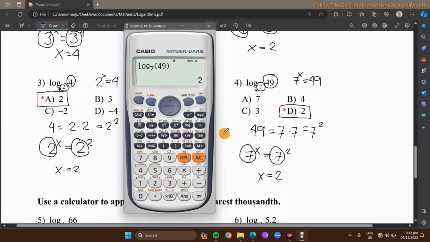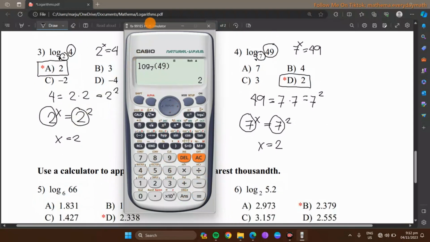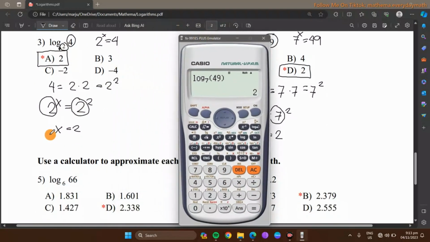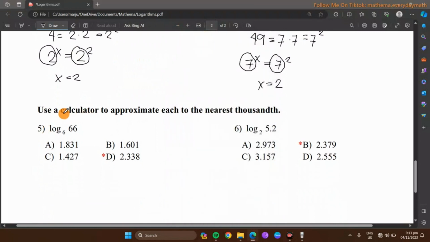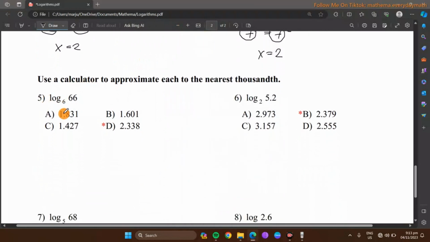Alright? Now, let's have number 5, 6, 7, and 8. Now, the instruction here is to use the calculator to approximate each to the nearest thousandth. So, meaning to say, pag sinabing thousandth, 3 decimal places. Alright?